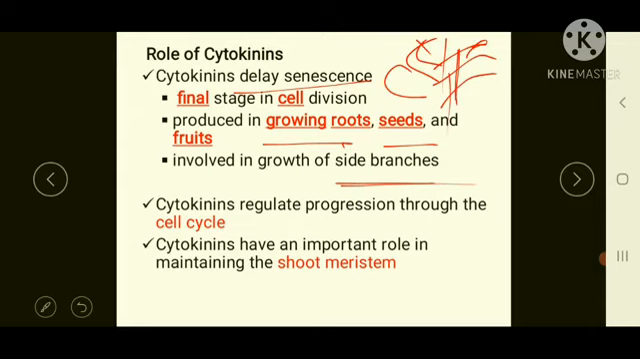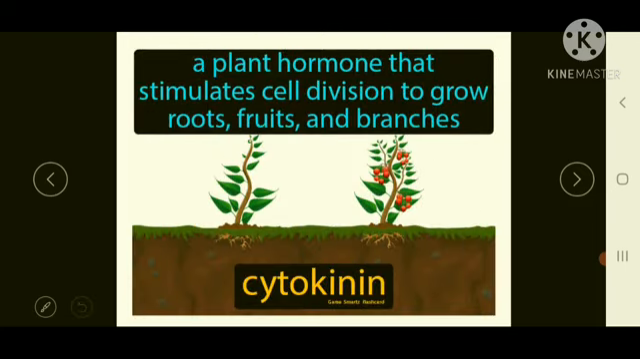Cytokinin hormones help the plant bear new branches, new roots, or new fruits. So cytokinin also regulates progression through the cell cycle. Cytokinin has an important role in maintaining the shoot meristem also.